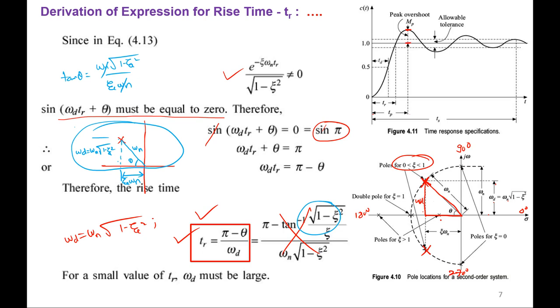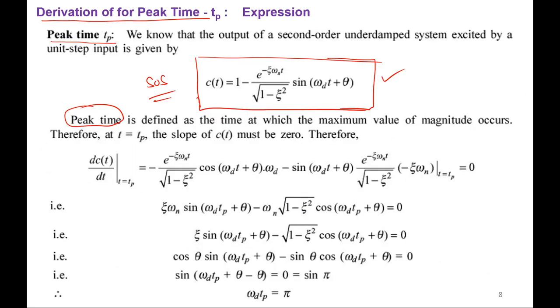So the slope is 0. If I take a point somewhere here, it has some slope, but if I take it here, the slope is 0, meaning at time t equal to tp, the slope is 0. So we'll make use of the slope concept and try to derive the expression. We'll see here the peak time; we'll define it.